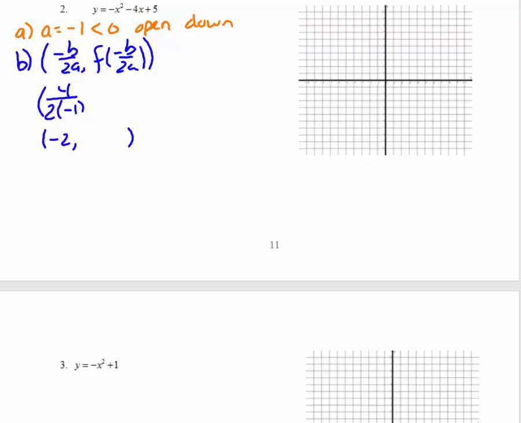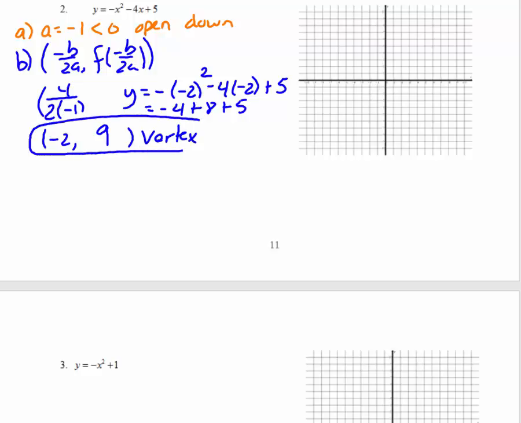Now I need to plug that back in to find the y part. So y is going to equal negative 2 squared minus 4 times negative 2 plus 5. According to order of operations, I should do powers first. So negative 2 squared is 4, but that turns out to be a negative 4 because of the negative on the outside. Negative 4 times negative 2 is positive 8, and then I have plus 5. So negative 4 plus 8 plus 5 is going to give me a 9 for the y part. So my vertex is negative 2, 9.